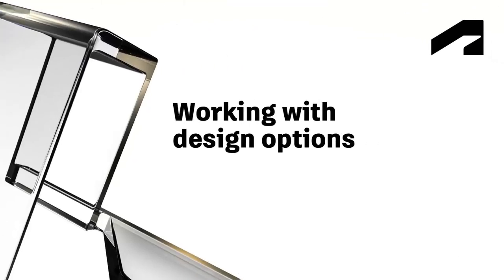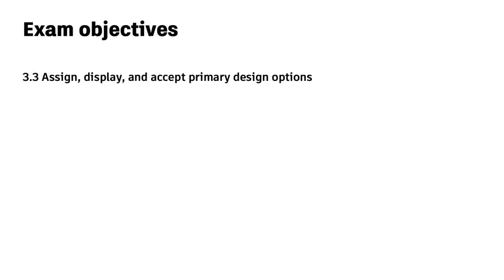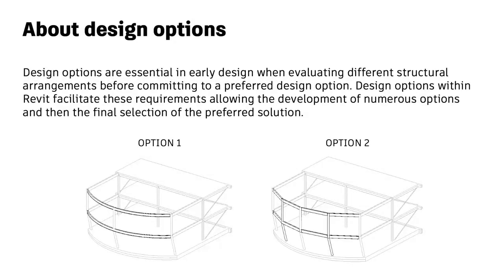After completing this lesson, you'll be able to understand design options, apply design options to duplicated views, and set a primary option. The objective domains covered are 3.3, assign, display, and accept primary design options. Design options are essential in early design when evaluating different structural arrangements prior to committing to a preferred design option. Design options within Revit facilitate these requirements, allowing the development of numerous options and then the final selection of the preferred solution.